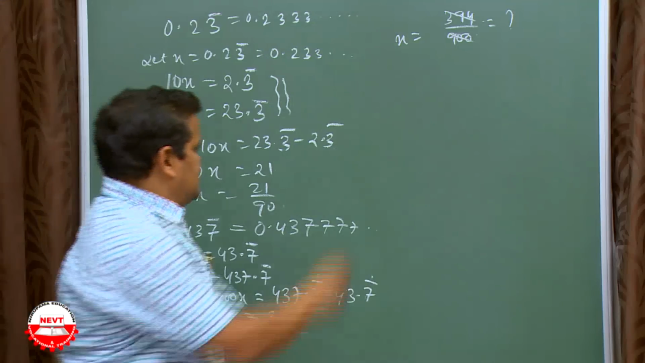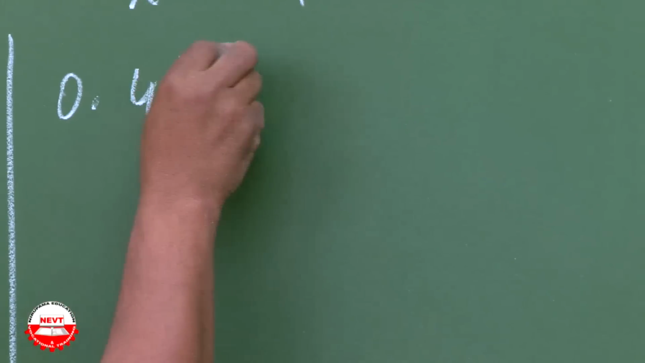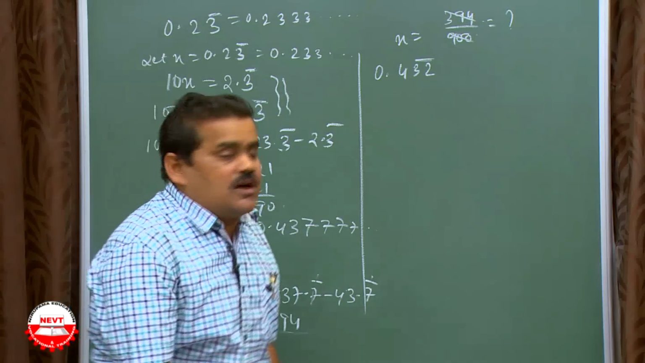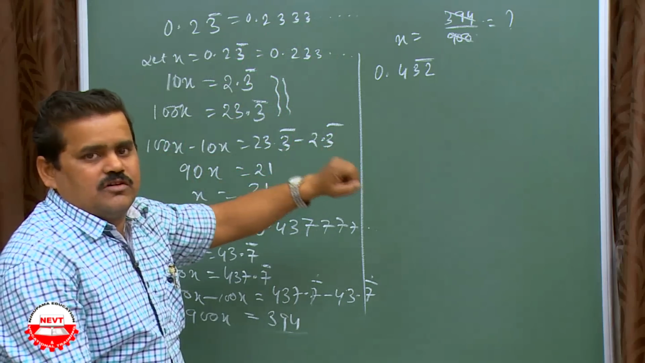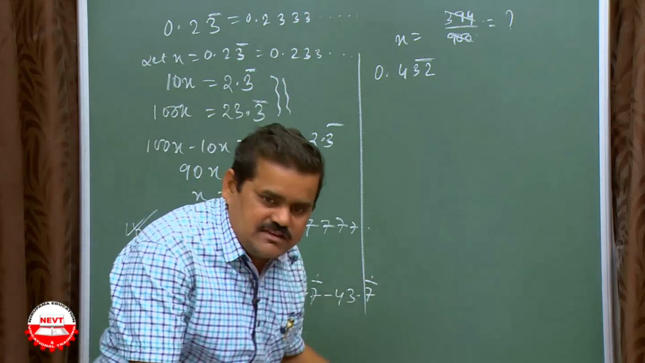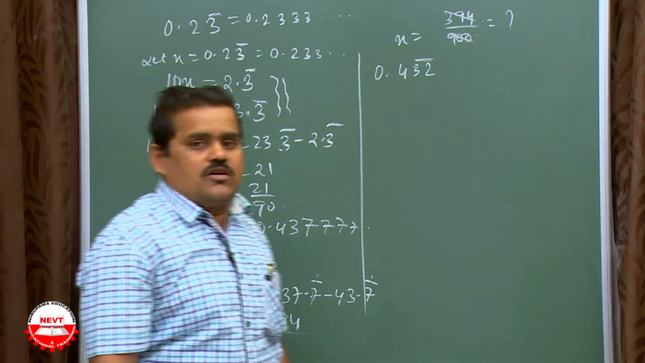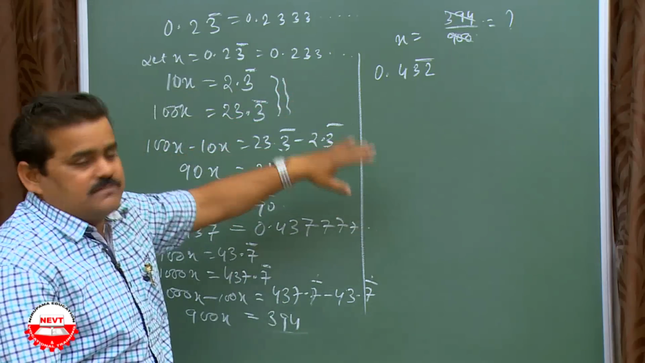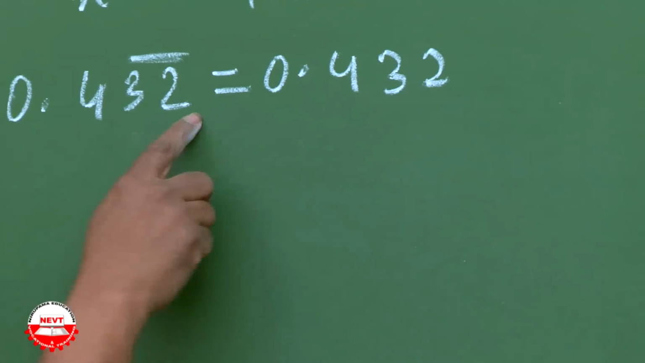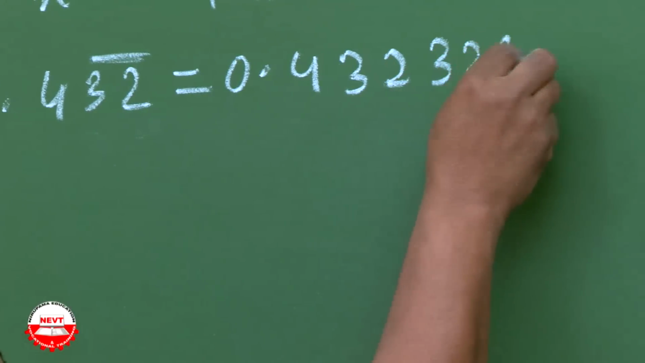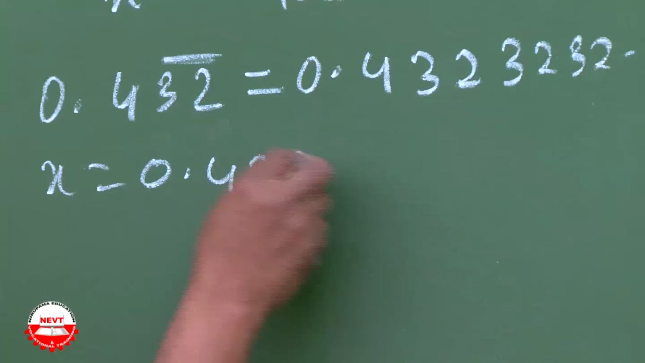Let's discuss another pattern: 0.432 with the bar on 32. Just observe the different pattern I am doing, and after that I will give you some questions to try on your own at home. Then it will be easier and you can easily understand how to solve them. So it is advised to do all the questions I give after this one. This equals 0.432, meaning 32 will repeat: 0.43232 and so on. Let x be equal to 0.432 bar.